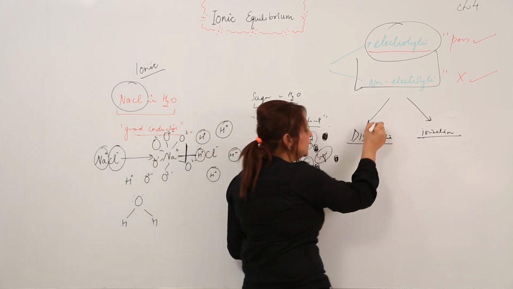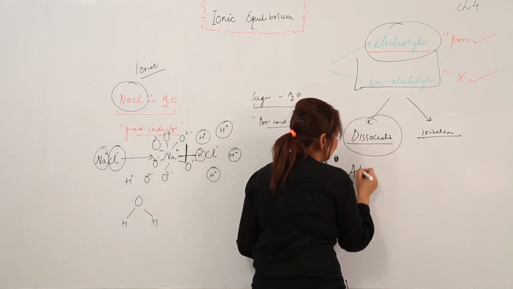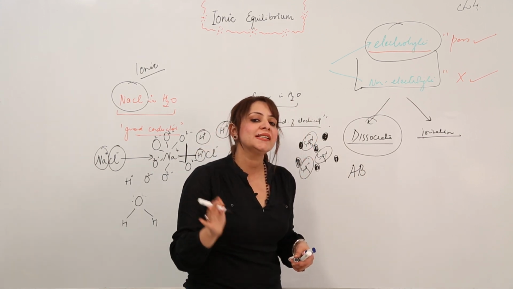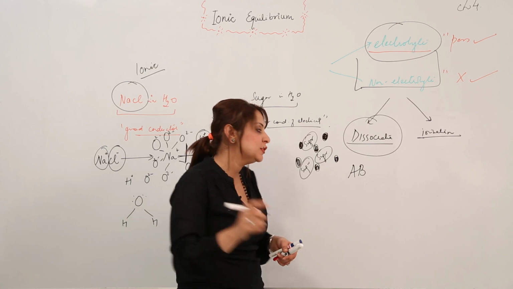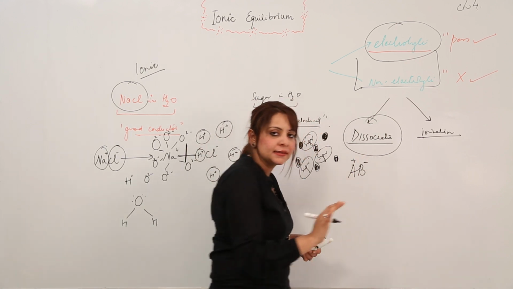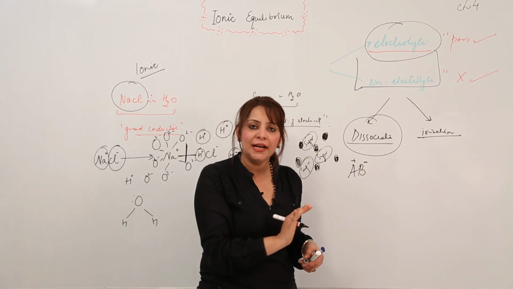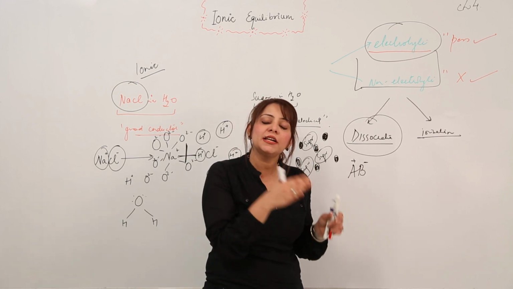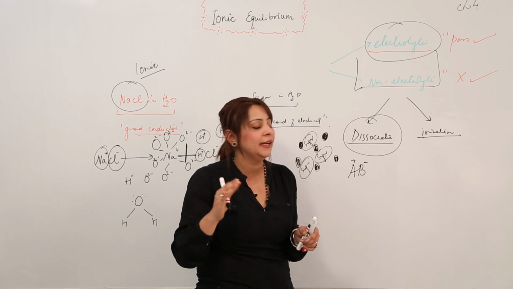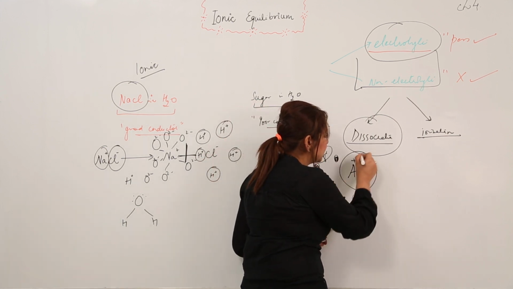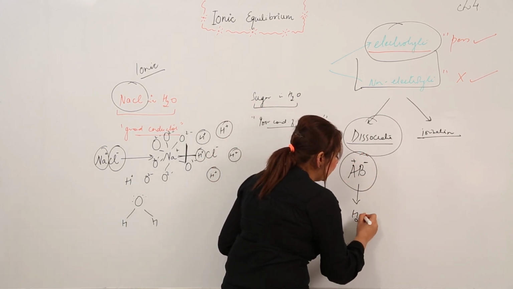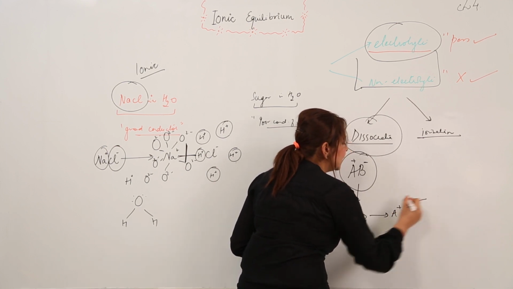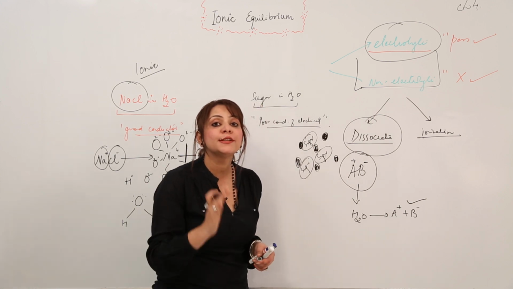See, dissociation is this: suppose I dissolve a substance AB, and I know it is an ionic compound, that means it already possesses oppositely charged ions. It already has the ions in it, right? I'm not doing anything to create those ions. That compound already has the ions. So when this type of substance is dissolved in water, what happens? Its ions get separated. This is called dissociation.